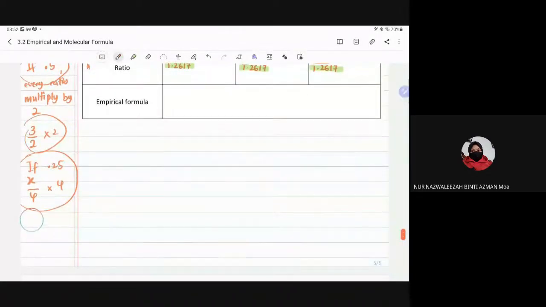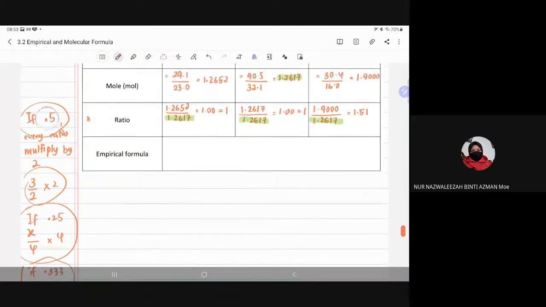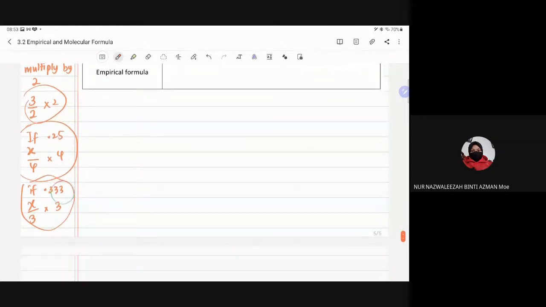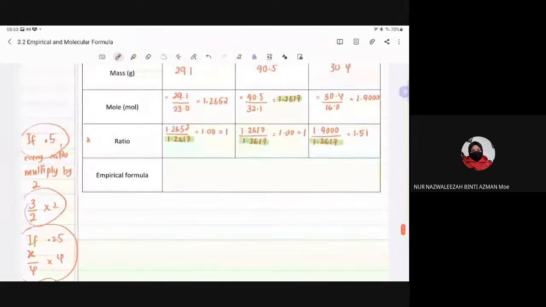Kalau 0.333, so ini bermaksud dia X per 3. Okay, so kita akan darab 3. So ini adalah the magic number for the ratio. So kalau 0.5 darab 2. Kalau 0.25 darab 4. Kalau 0.333 darab 3. So in this case, this is 0.5. Kita akan darab semua sekali multiply by 2.